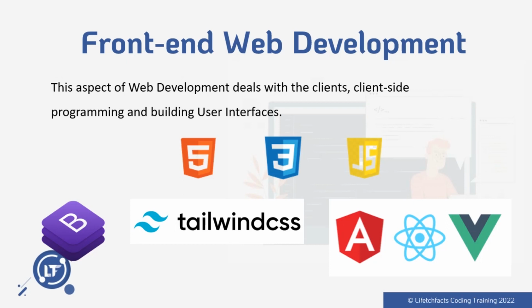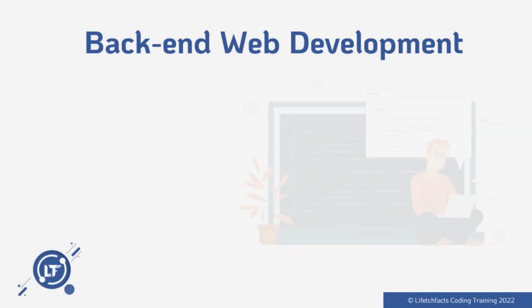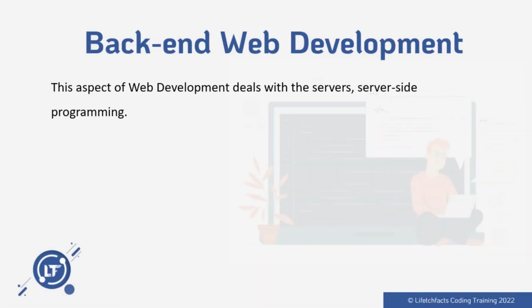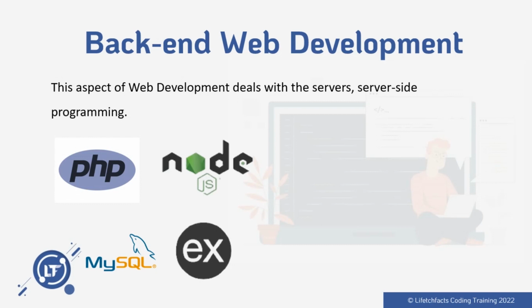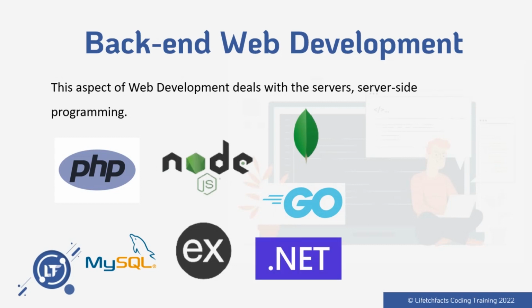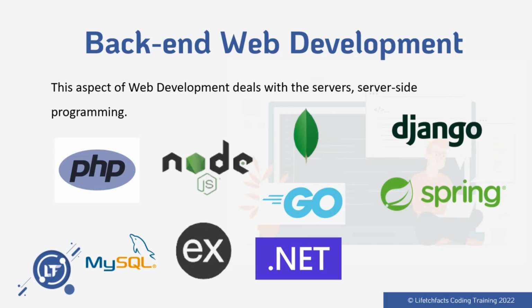Okay. So now let's move on to server side or back-end web development. Now, this aspect deals with the server-side programming, servers, databases. So, we make use of technologies such as PHP, MySQL as a database, Node.js, Express.js, a framework for Node.js, MongoDB as a database. We make use of Go language. You can make use of .NET, which is a framework for C Sharp by Microsoft. We can make use of Django, which is a Python framework. We can make use of Spring. We can make use of Ruby on Rails.